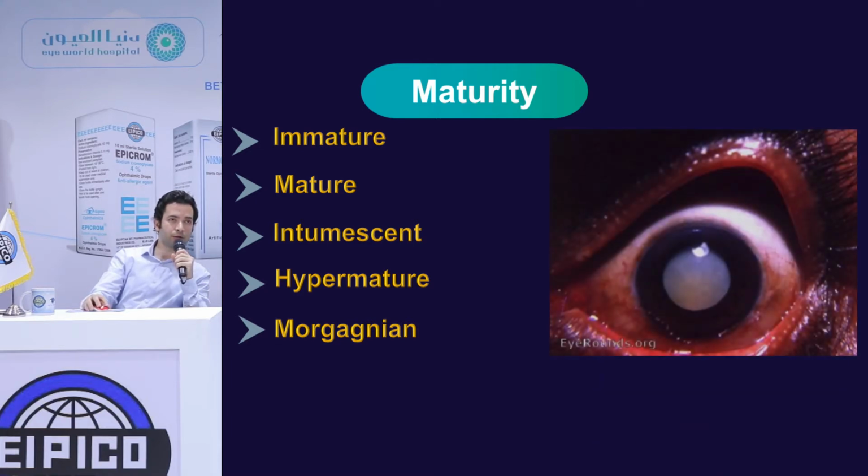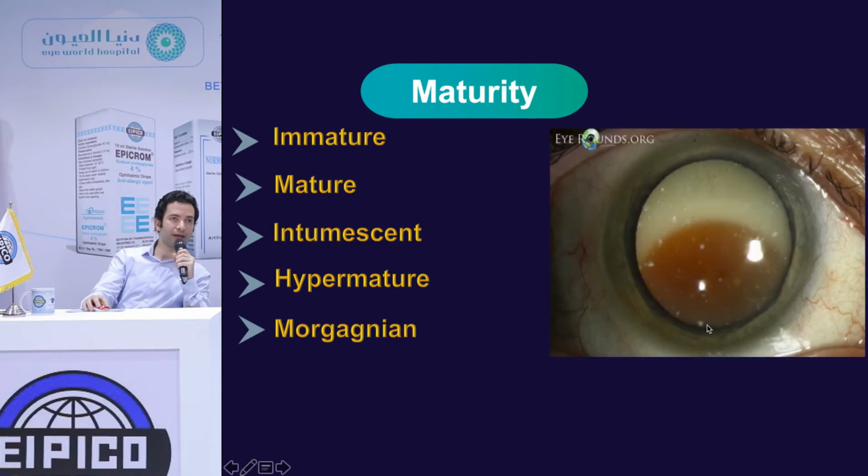And we have the hypermature cataract, where there is total opacification with fibrosis of the capsule and shrinking of the lens, which can also be present in the Morgagnian type, where the cortex is liquefied and the nucleus is sunken down in the loose bag.